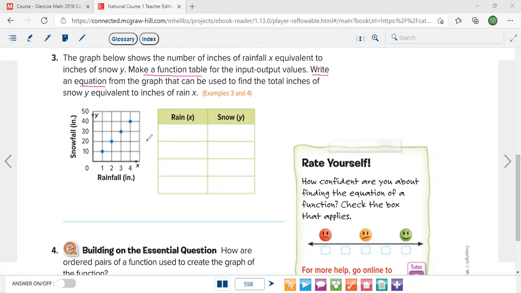This is the table, as you can see. So 1 and 10. Second point, 2 and 20. Third point is 3 and 30. Fourth point is 4 and 40. How does 1 become 10, 2 become 20, 3 become 30, 4 become 40? Very easy, y equals 10x. 10 times 1 is 10, times 2 is 20, 10 times 3 is 30, 10 times 4 is 40.